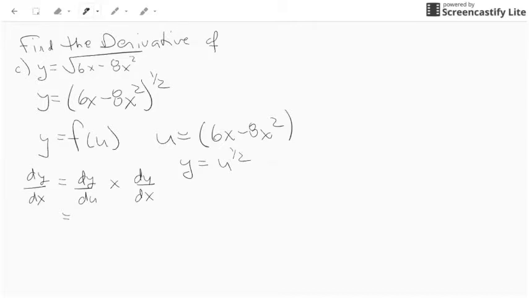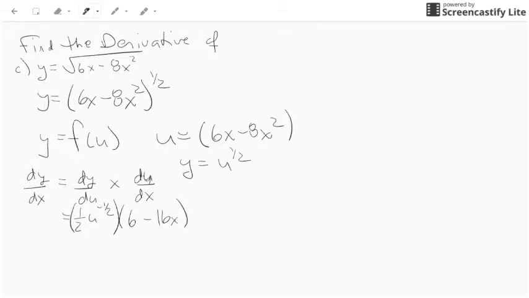So when I take the derivative of y with respect to u, that's simply going to be 1/2 u to the negative 1/2. Bring down the exponent, subtract 1 from the exponent. That's just the power rule. Put those in parentheses. And now the derivative of u with respect to x, well, just take a look here. The derivative of 6x is just 6. And the derivative of negative 8x squared is going to be negative 16x.